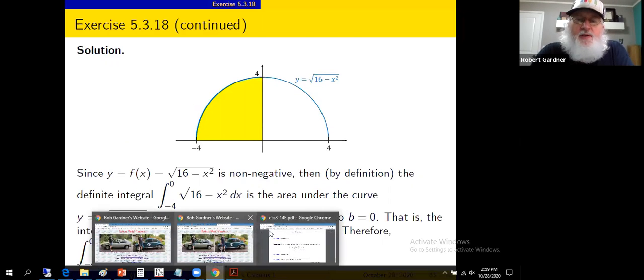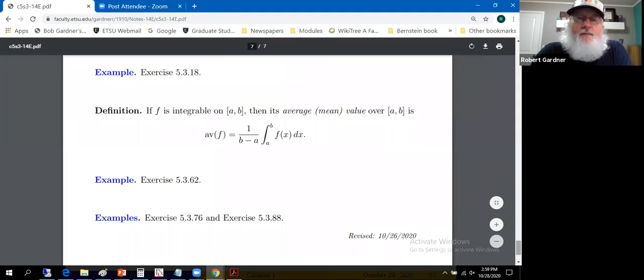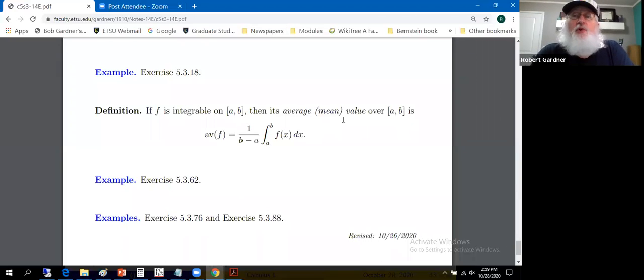Let's see, we need more from the notes. What else we got? Average value. All right, if f is an integrable function on [a, b], then its average or mean value over that interval, average value of f, is defined to be 1 over b minus a, integral from a to b of f of x dx. We hinted at this earlier, but we didn't have a way to actually evaluate those areas under the curve earlier. We had ways to approximate them. Now we've got, at least for some special cases, and soon for a lot more things, ways to find those integrals. So average value is defined to be this.